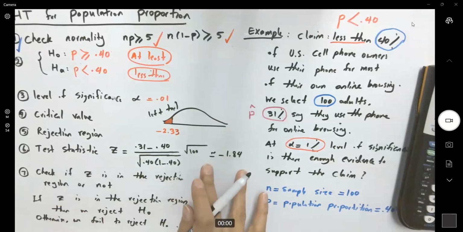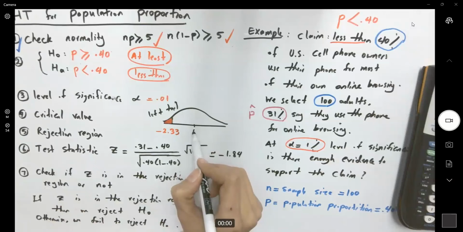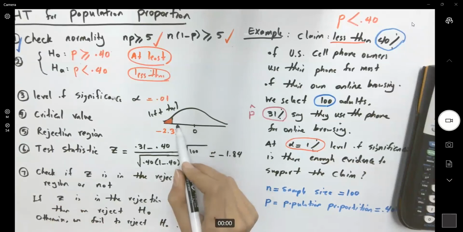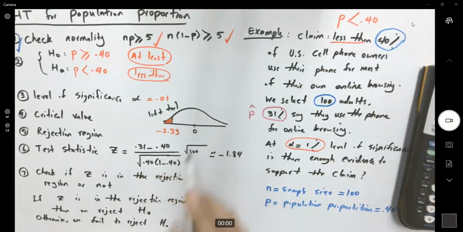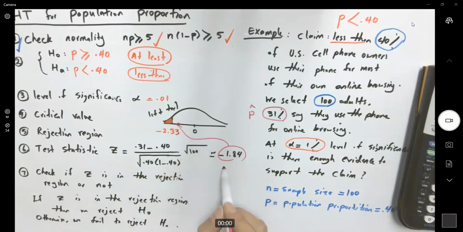Is my test statistic inside the rejection region? Well, this is my zero. This is my mean, 0. Negative 1.84 is not in the rejection region. This number, negative 1.84, is roughly here, which is outside. It's outside the rejection region. So what's the meaning of that? It means that we fail to reject the null hypothesis.